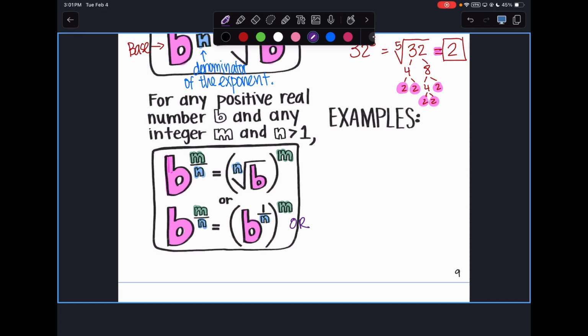Or you could write b to the nth power raised to 1 over m. No, sorry. My bad. I did it backwards. b to the m power raised to, what happened? Raised to 1 over nth power, like that. You could swap them because you're multiplying power of powers.